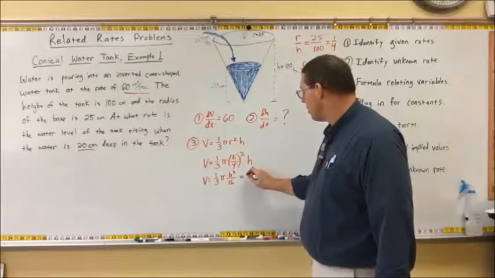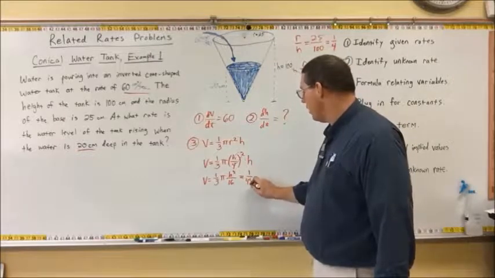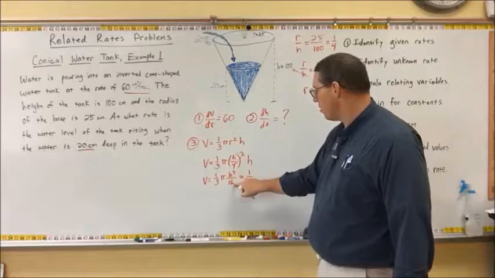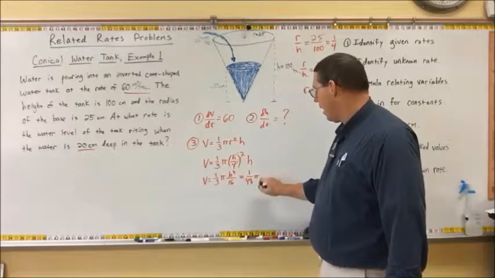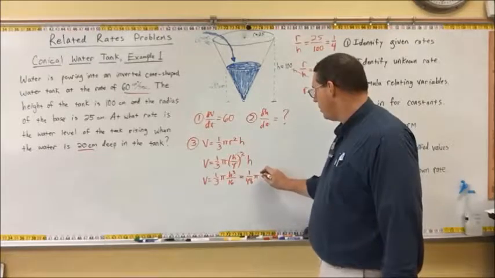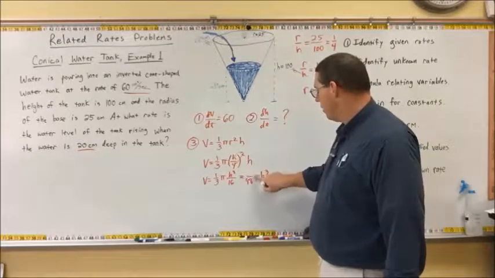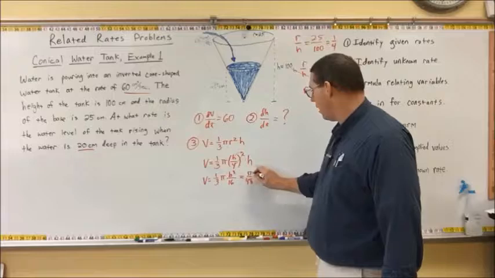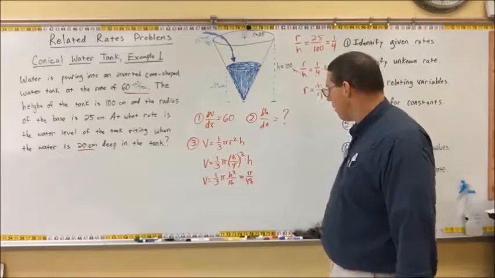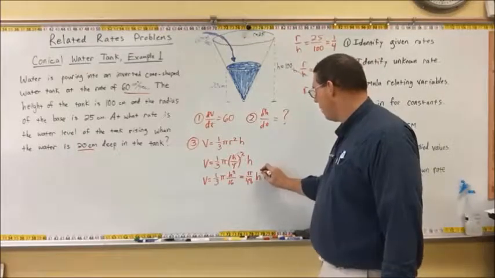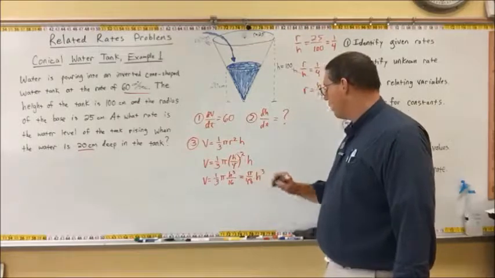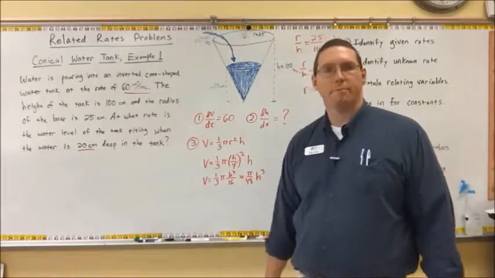Basically what it becomes is 1 over 48, because I'm doing the 1/3 times 1/16, pi times h to the third power. And I can even put the pi up in the numerator because pi times 1 is pi. And so now my final formula, my volume formula, is now pi over 48 times height to the third power.